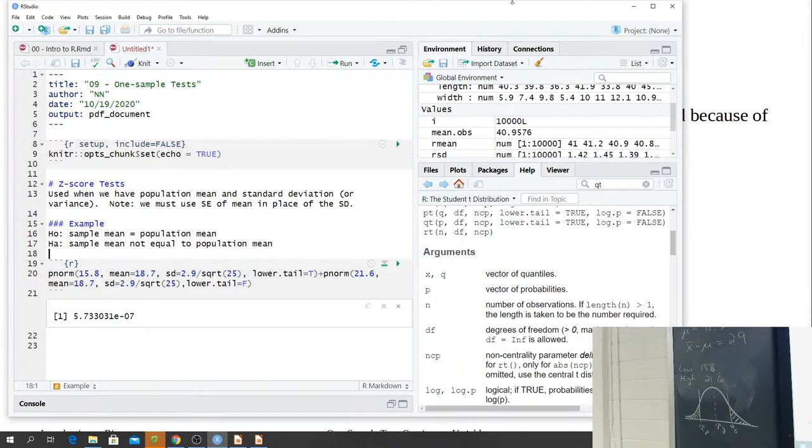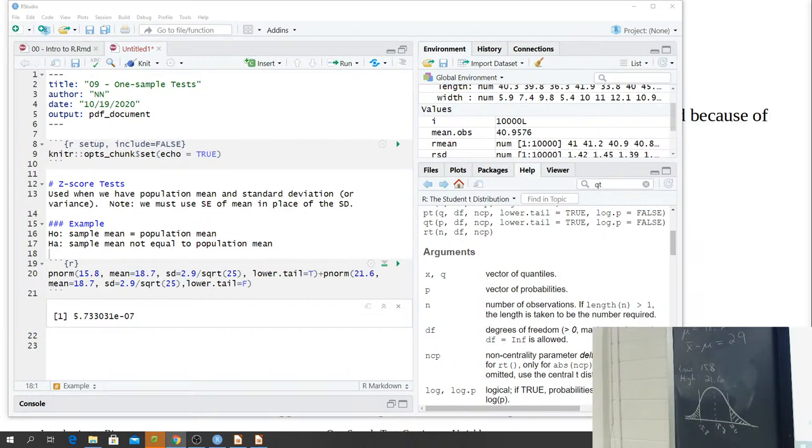So, we're using pnorm, all right? And we've got to clarify this stuff. Because when we do these z-score tests, and we have a sample, we are working with the standard error. The standard deviation of a mean of a population is the standard error of the mean, which means we can't just use the standard deviation that's given in the problem. We actually have to divide by the square root of our sample size, all right?